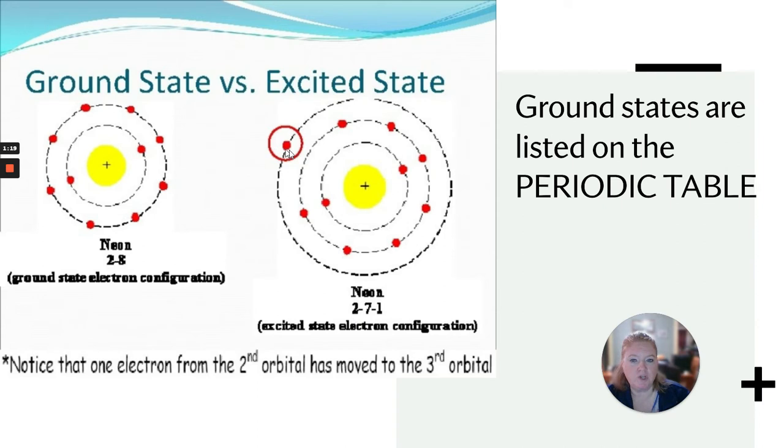If an electron gets excited, it will move to a higher energy level. So this represents an excited state configuration for neon because one of its electrons moved to a higher energy level. So one electron moved from the second energy level to the third energy level. Okay, so remember, on the periodic table, it's always ground states.